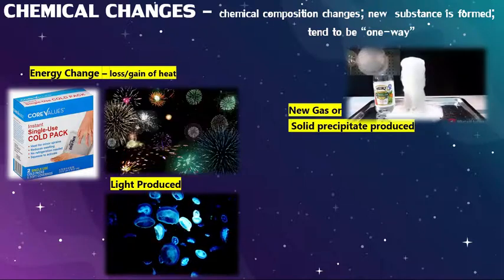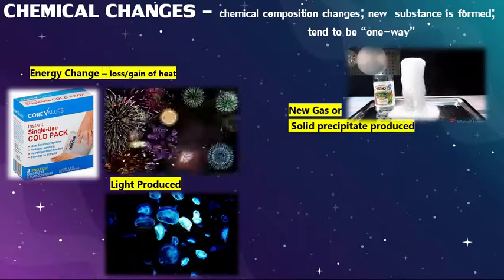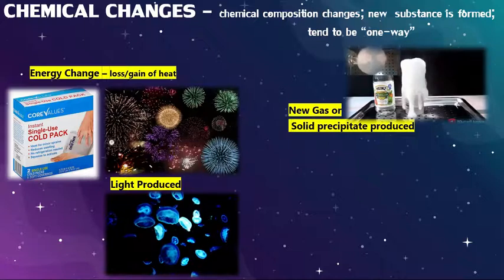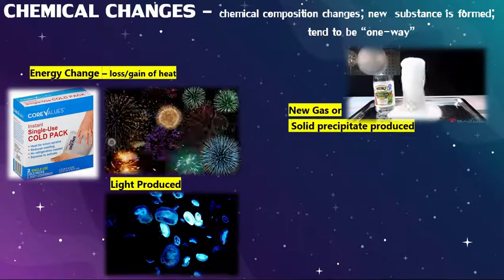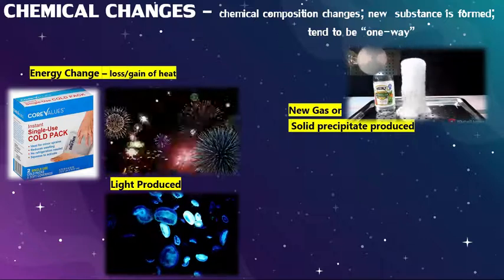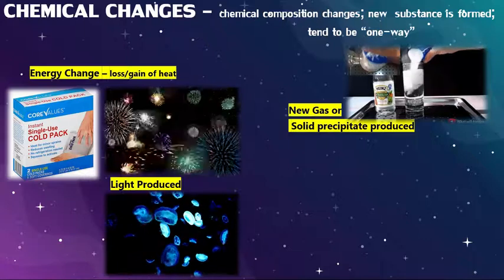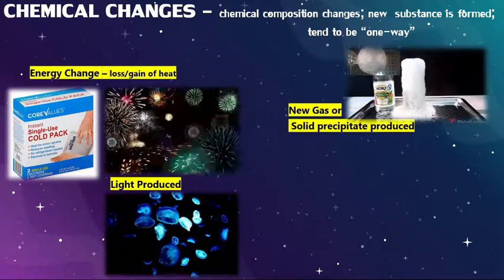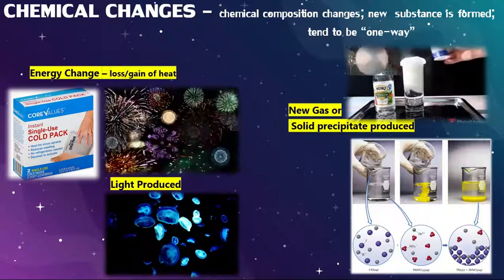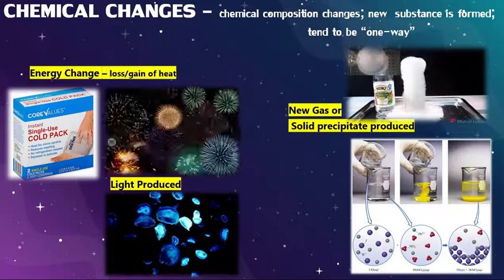Another example of a chemical change is when a new substance emerges. So for example, in this picture where you see the vinegar and the baking soda being added to it, you can see the bubbling, the foaming, the fizzing. The bubbles that are being formed are evidence of a gas being produced. So that's a new substance. In a chemical change, a new substance is always produced, whether it be a gas or a solid precipitate. Solid precipitate is another word for residue.